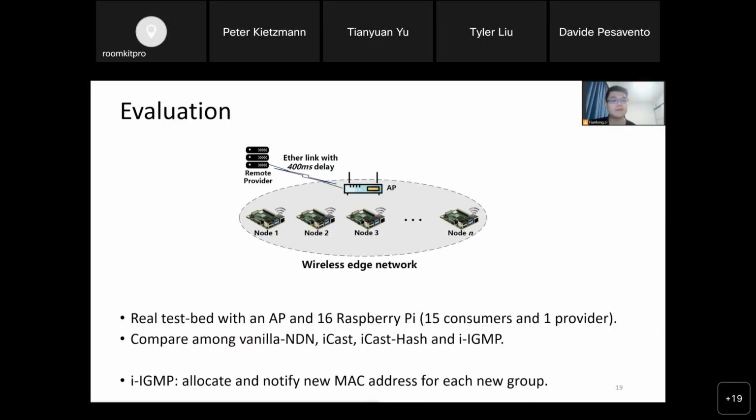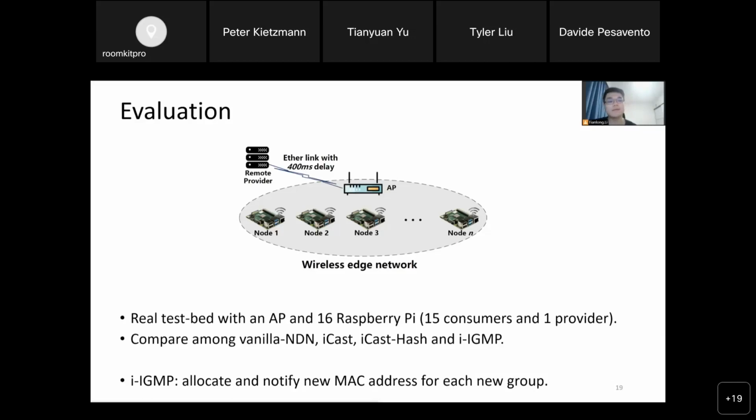To be specific, when a new multicast group is established by the PID, IIGMP will allocate an unused 6-byte multicast MAC address and broadcast a special data packet as the notification to the corresponding end nodes. After that, the data packet of the requested content will be sent out via multicast with the allocated MAC address.